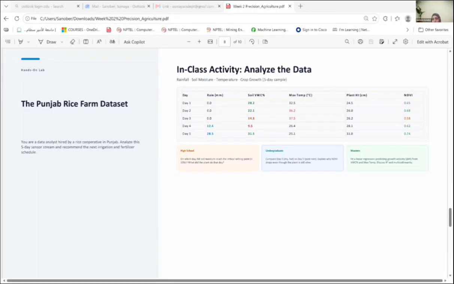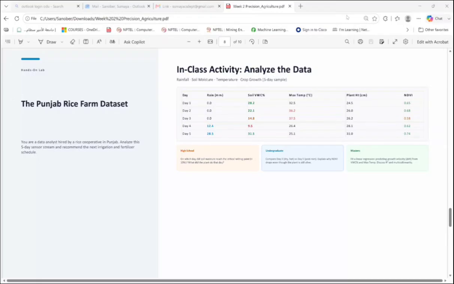The table includes rainfall, soil moisture, maximum temperature, plant height, and NDVI, right? Now, take a moment to see what it looks like, or whether you observe anything in these features I listed just now: soil moisture, maximum temperature, plant height, and NDVI. Take maybe 30 to 40 seconds and tell me what you see here.